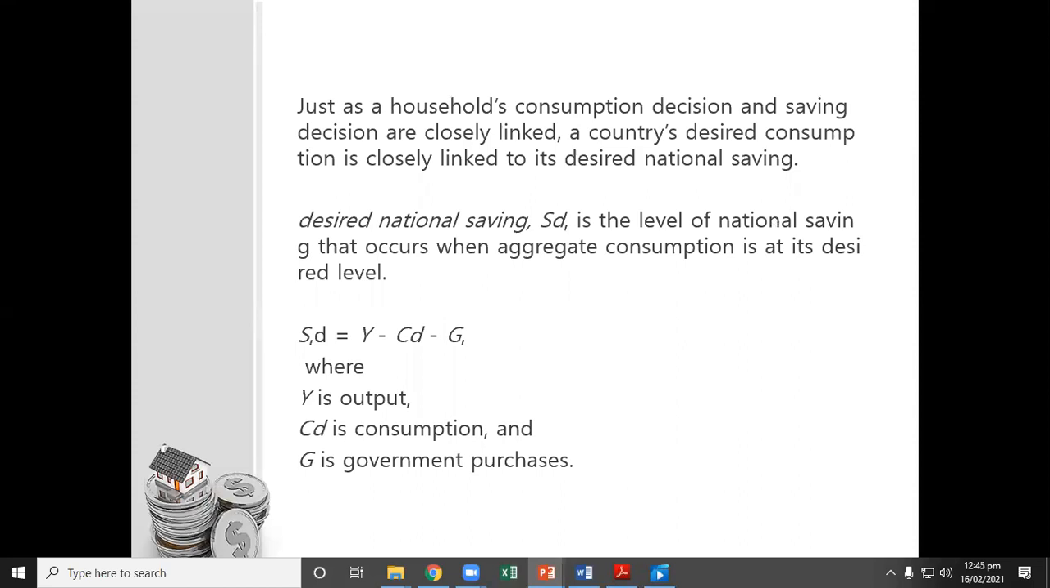Household consumption and saving decisions are closely linked: whatever we earn, we either save or consume. So desired consumption is closely linked to desired national saving. We denote Cd as desired consumption and Sd as desired national saving, which is the level of national saving that occurs when aggregate consumption is at its desired level. So Sd equals Y minus Cd minus G.